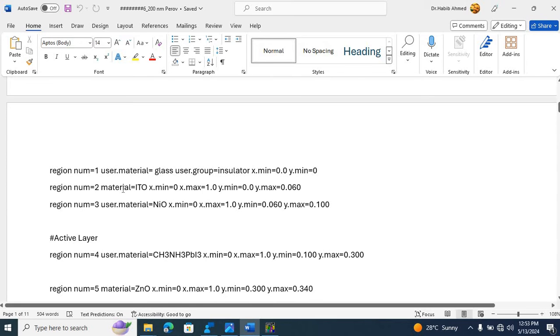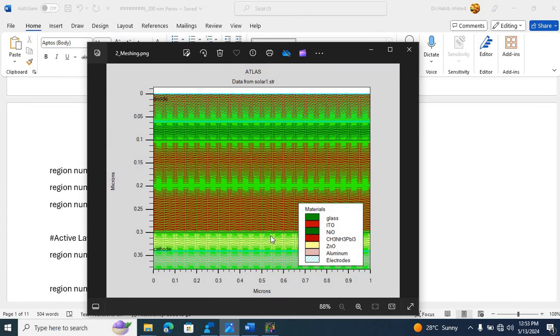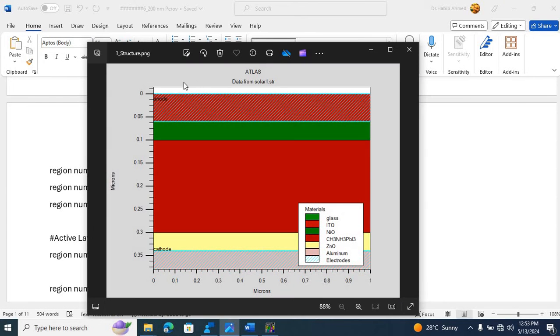And then my region number 2 is indium tin oxide, running from 0 to 1 micrometers in the x direction and from 0 to 0.060, or you can say 0 to 60 nanometers, in the y direction. As you can see from the structure, it's running from 0 to 60 nanometers in the y direction.